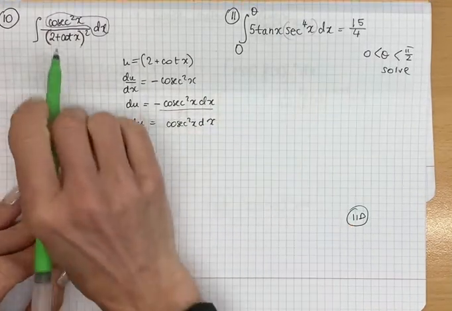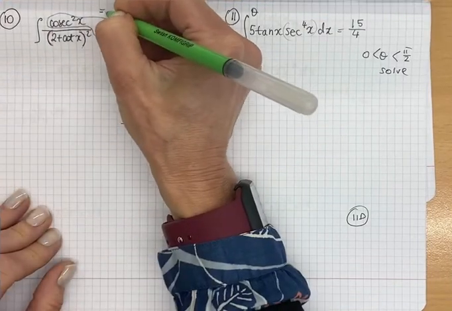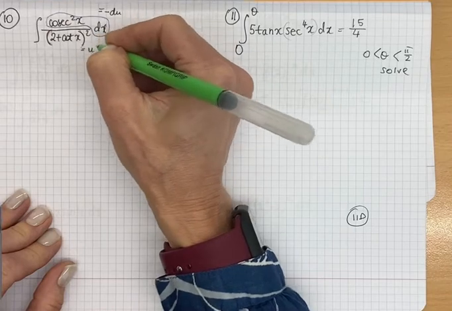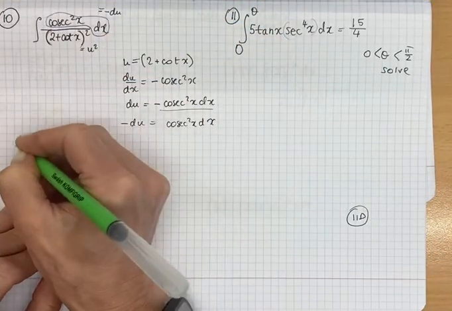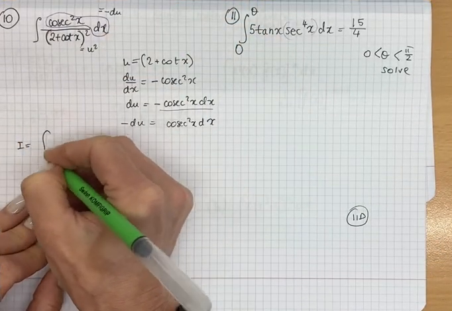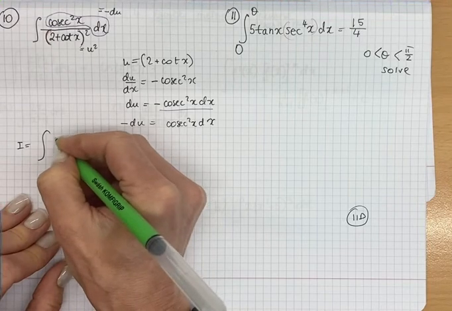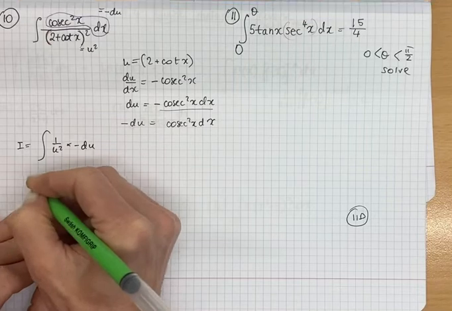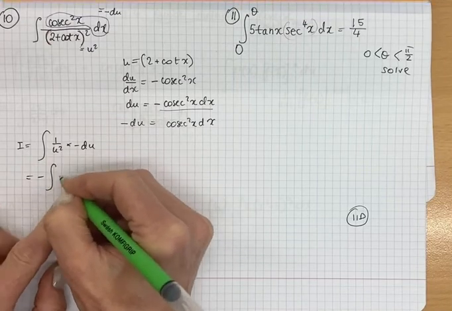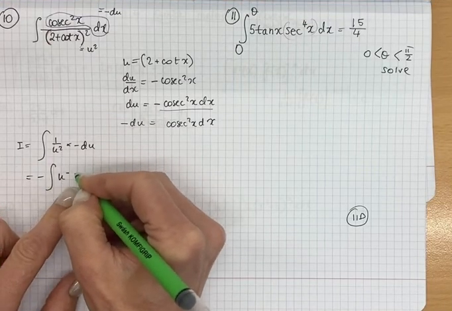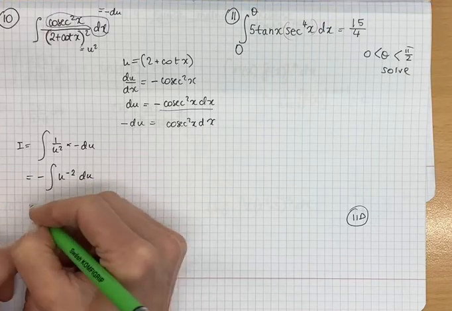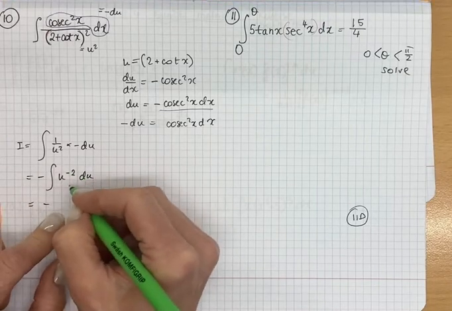There you go. So let's replace the purple bit with minus du, the bottom bit with u squared, and you will have the integral. It's going to be 1 over u squared times minus du. Let's take that minus in front, and then bring the u to the power of 2 to the top, so u to the power of -2.